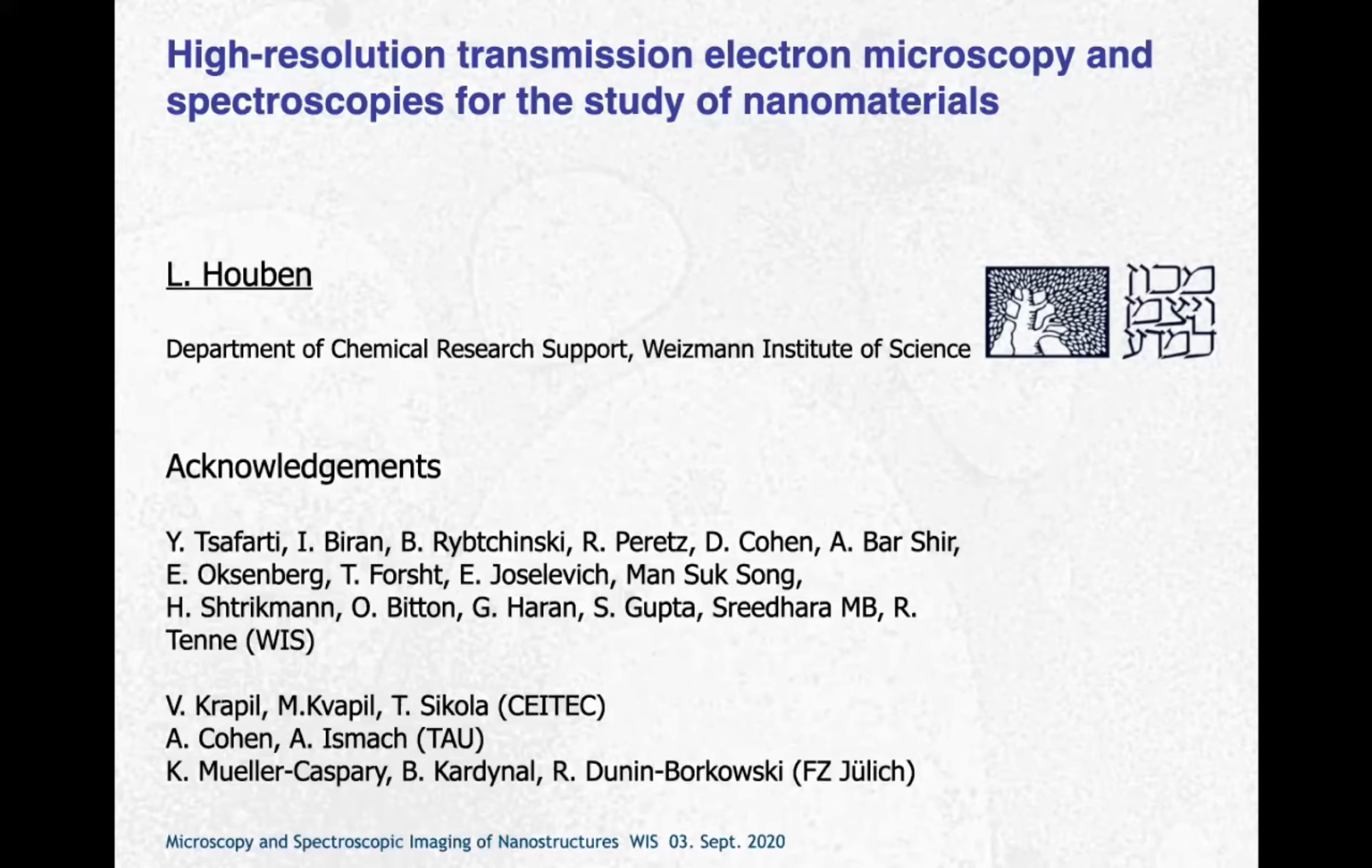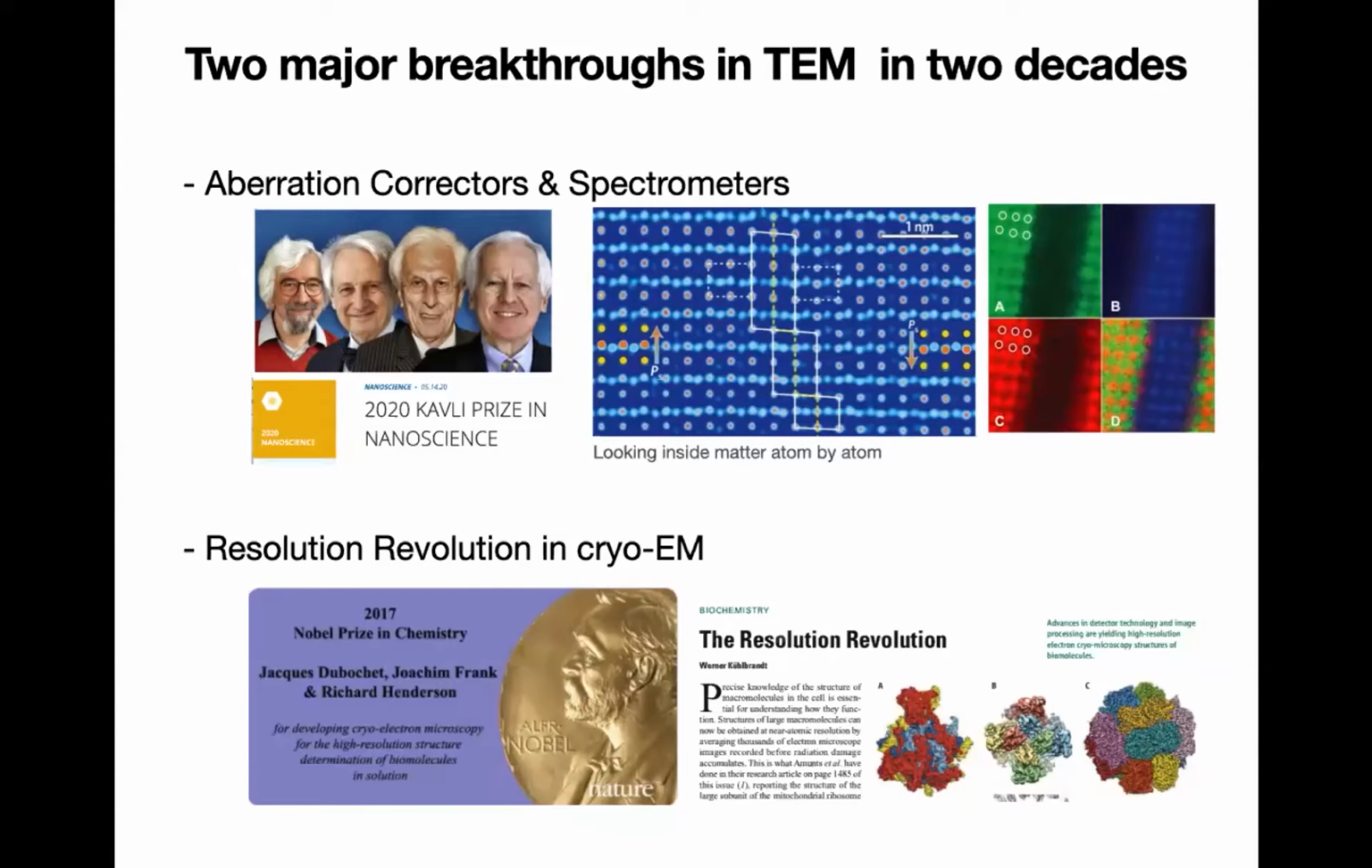So for transmission electron microscopy, we've seen two major breakthroughs in the last 2 decades. One of them affected mostly the material science microscopy, the other one the life science microscopy. For the material science microscopy, it was the successful implementation of aberration correctors and spectrometers, which put us into the position to look inside matter atom by atom. And the developments in this direction were just awarded by the Kavli Prize for Nanosciences this year.